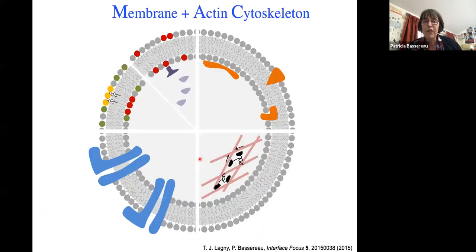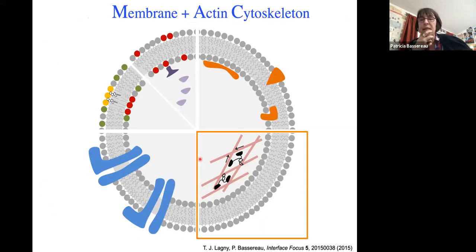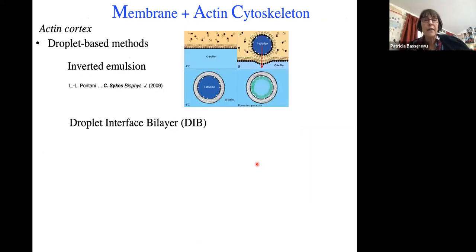Okay, so I will finish with the cortex, with the actin cytoskeleton. I mentioned that the hope is also to get a membrane which contains a cytoskeleton as well. There are different techniques which have been used, and I already mentioned this inverted emulsion technique. You can incorporate the constituents of the cortex inside the droplets, and eventually you could form an actin layer inside the vesicle, which was done by Cecile Sykes, for instance.